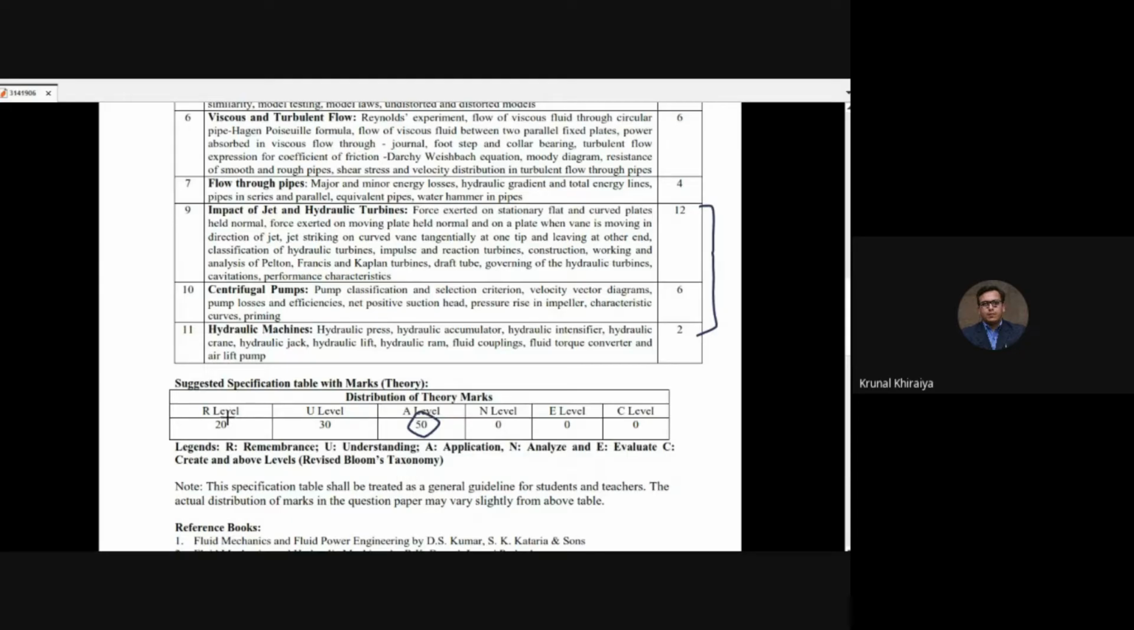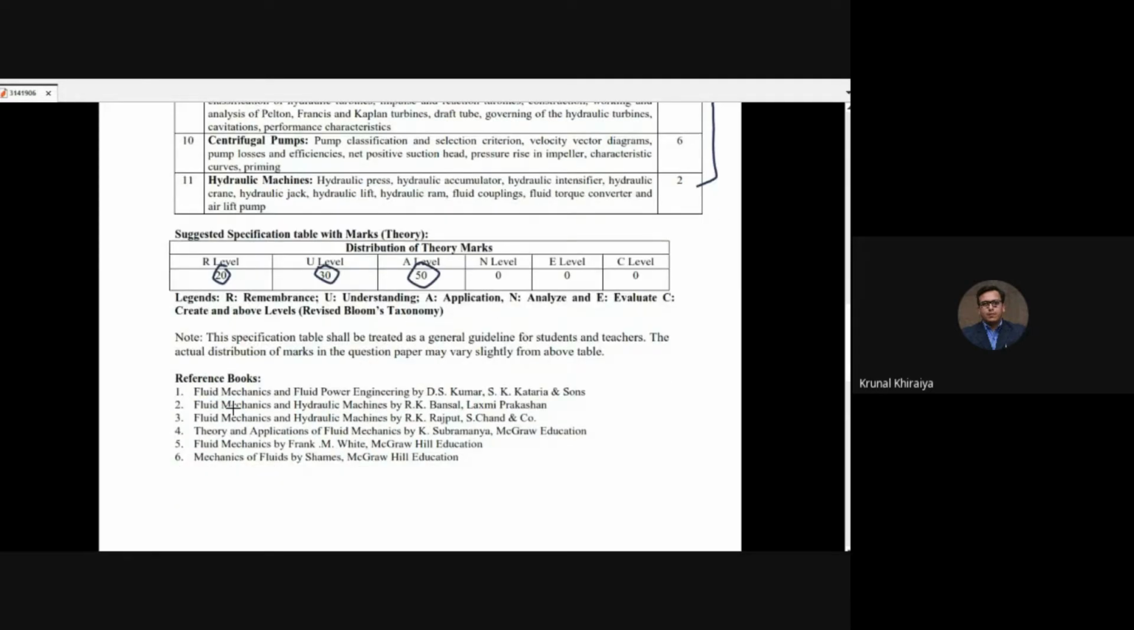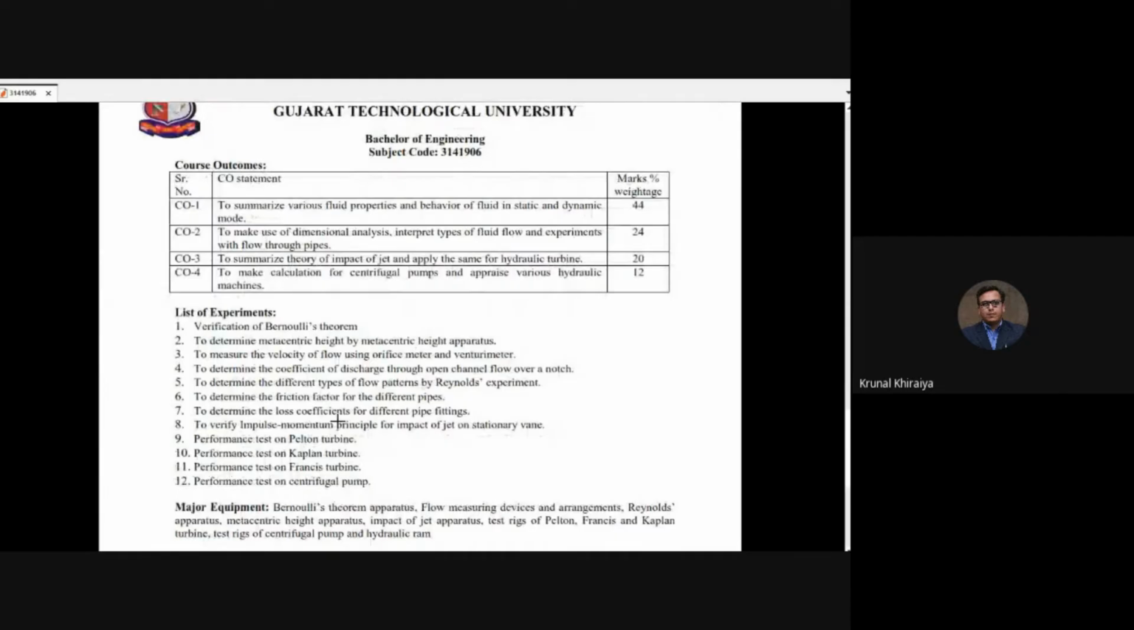20 percent of the questions are asked from the R level, that is remembrance, meaning you need to remember it. Suppose some definition or certain principles are there, you need to remember them. Understanding means how you understand the concept thoroughly, and that is asked with 30% weightage. Now, reference books are given over here, but we are using the textbook.